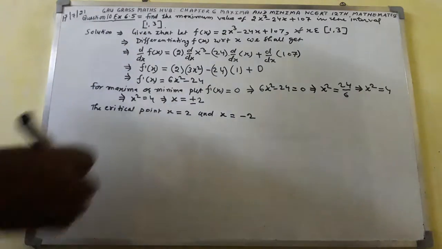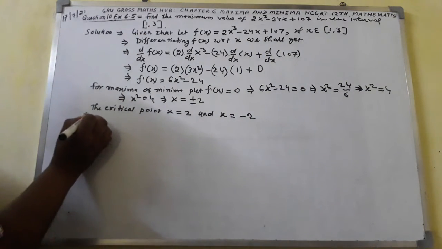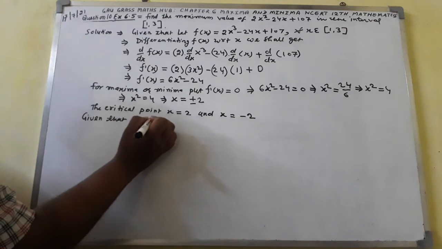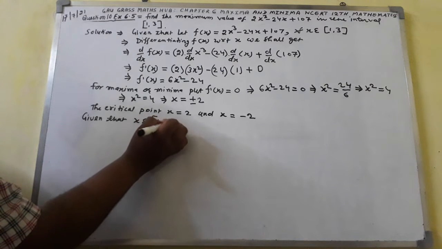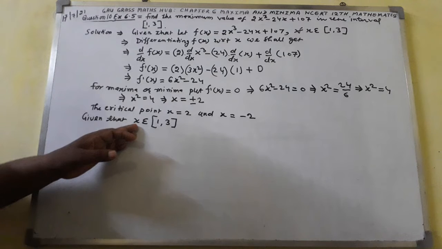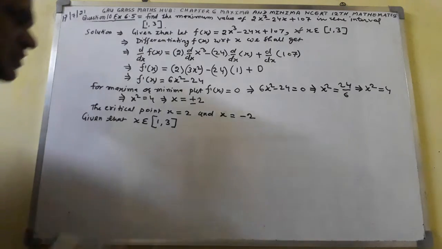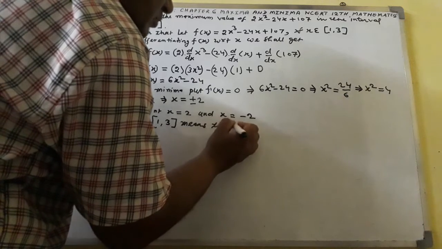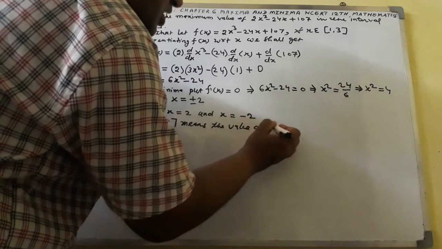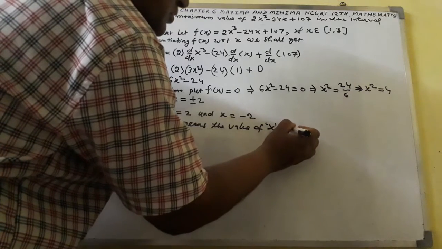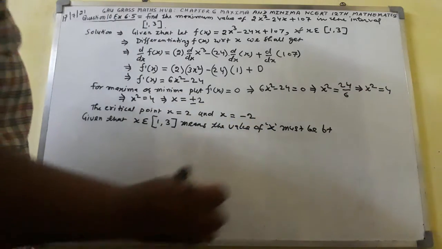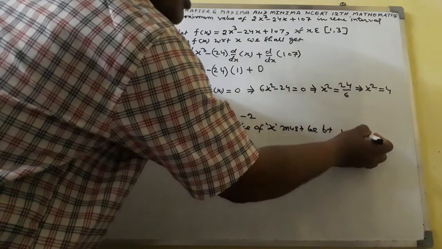Now judge here, it is given that x belongs to the closed interval [1, 3]. This means that the value of x must be between 1 and 3.